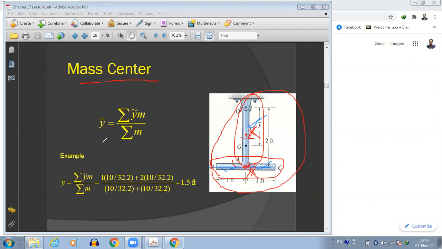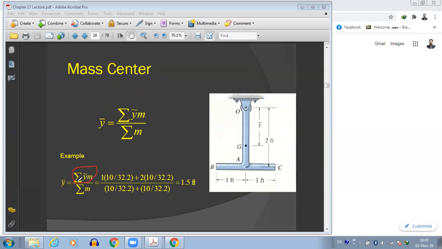The formulation for it is y bar equals summation ym divided by summation m. So here, how would we deal with this? We have summation here, and we have two objects. Both objects' masses are provided. Let's say this is 10 pounds, and the other is also 10 pounds. So this will be 10 by 32.2 for each.